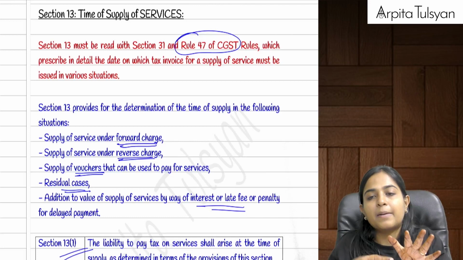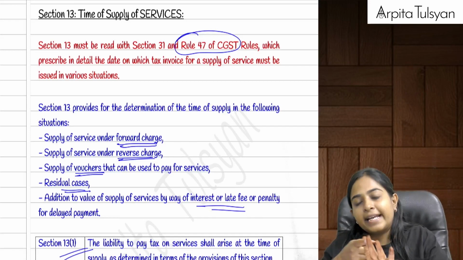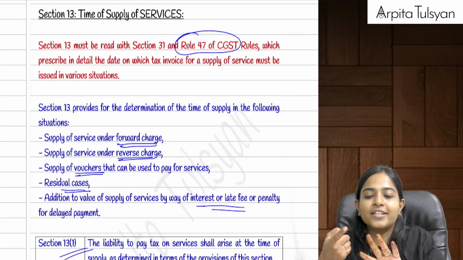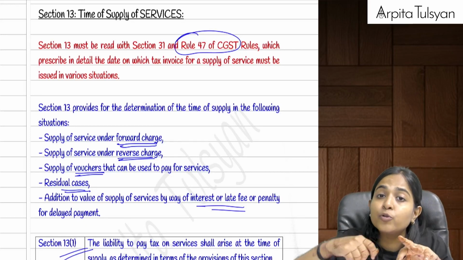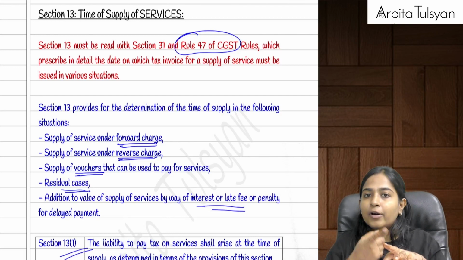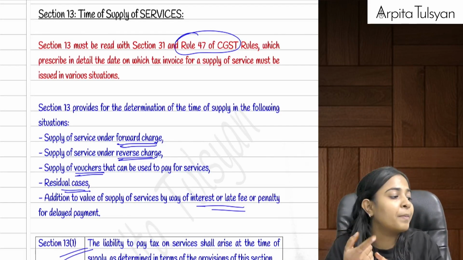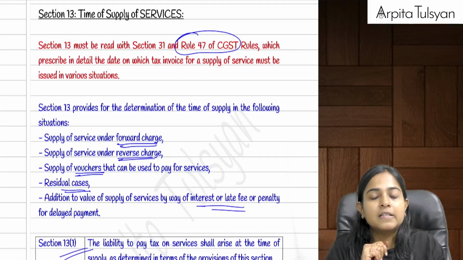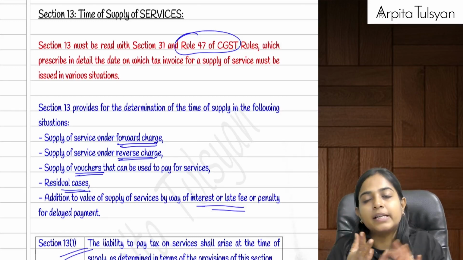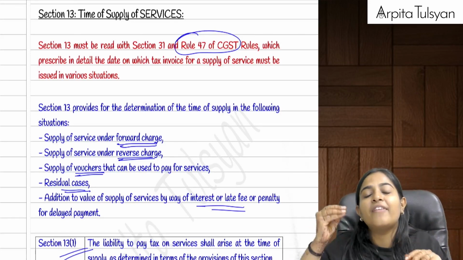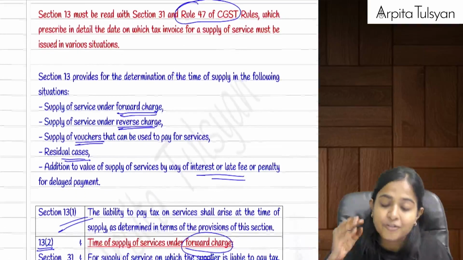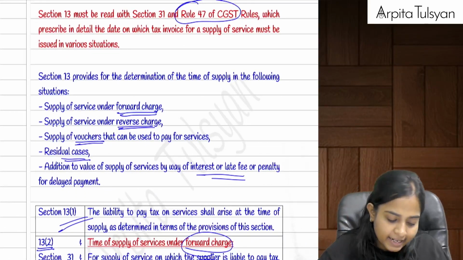First one, a supply of service under forward charge. Next one, supply of service under reverse charge. Third one is supply of vouchers that can be used to pay for services. Okay, earlier one was supply of vouchers to pay for goods. This one is for services. Then next one is residual cases, and the last one is addition to the value of supply of services by way of interest, late fee, penalty, etc.